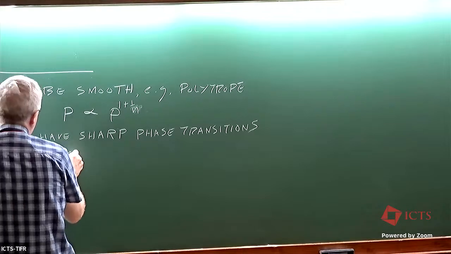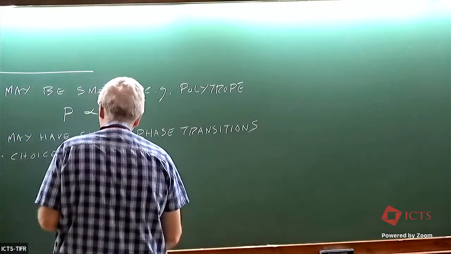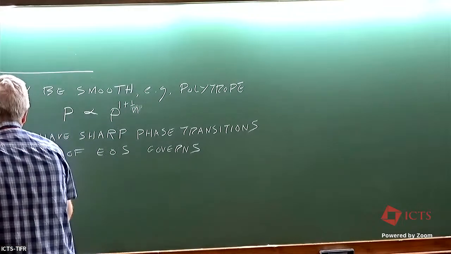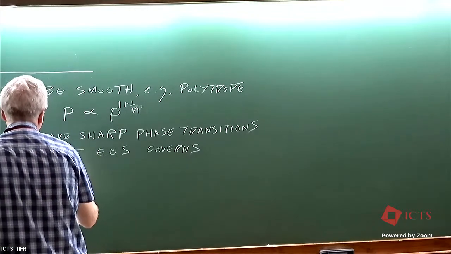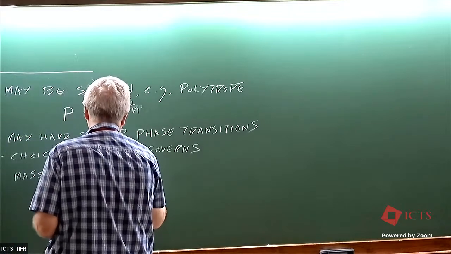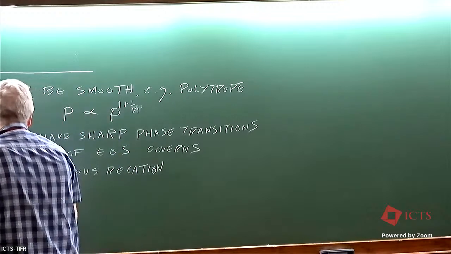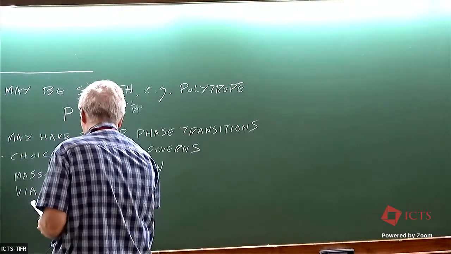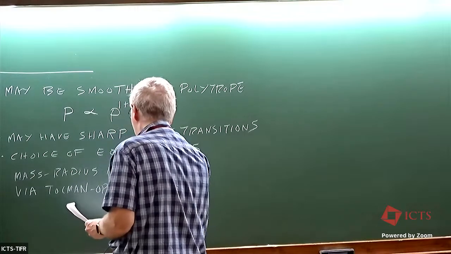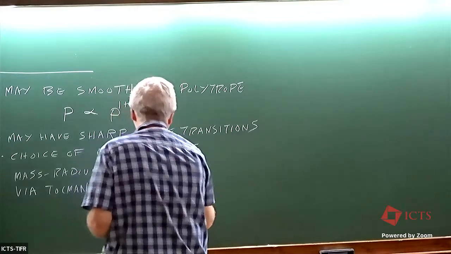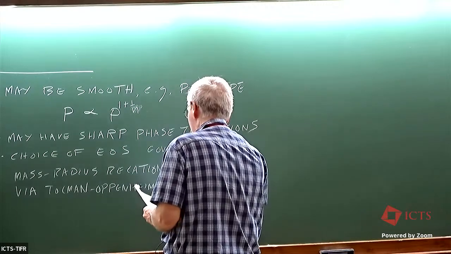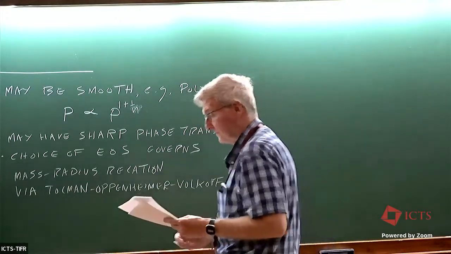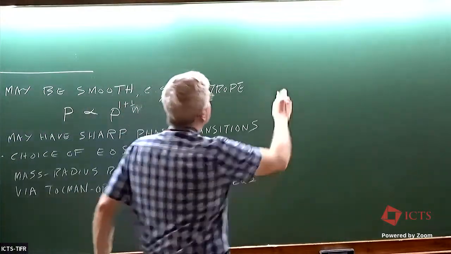The choice of the equation of state governs the mass-radius relationship for a star, via the famous TOV equations, the Tolman, Oppenheimer, Volkoff equations, which I'll just call TOV for short. And we write that equation down over here.